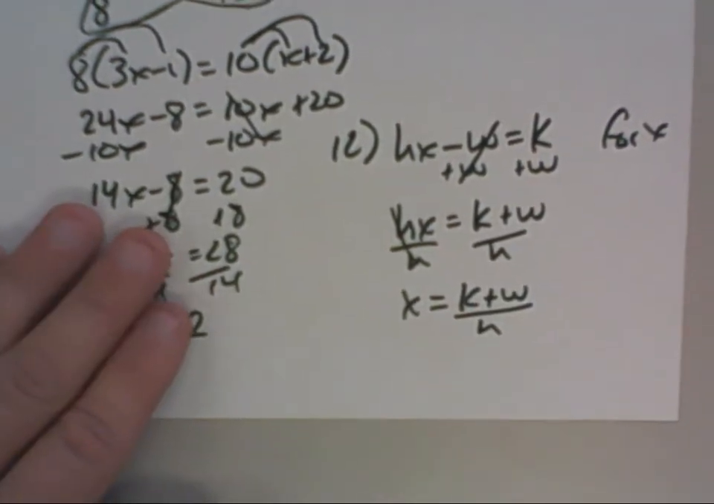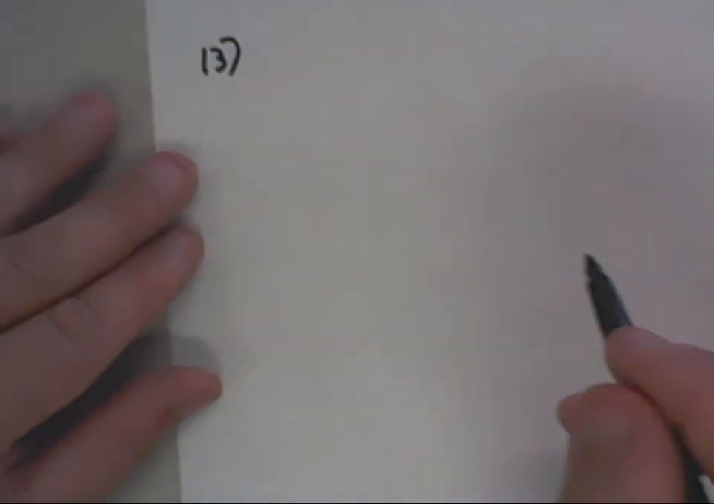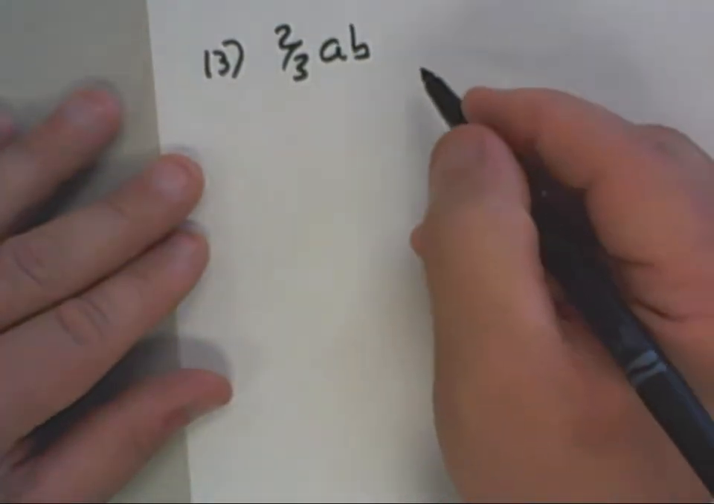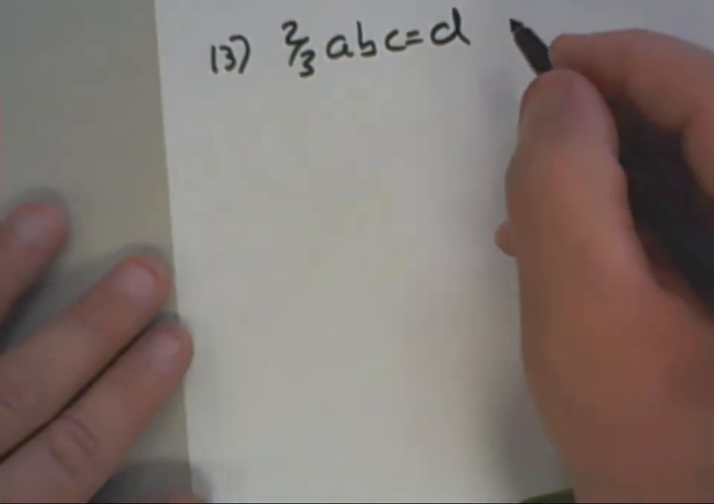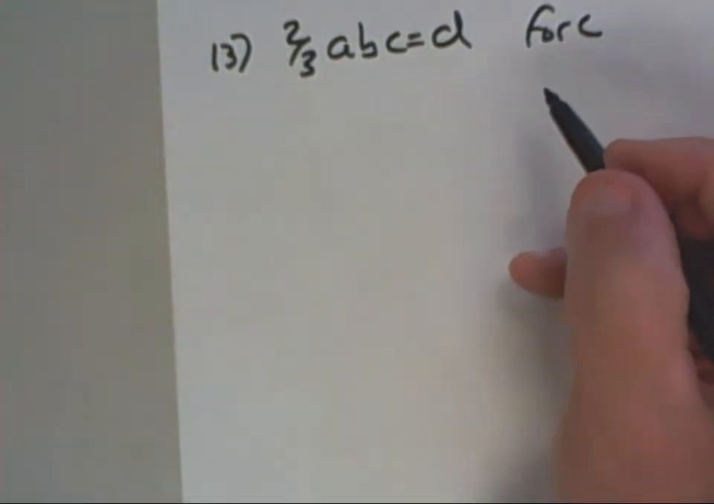And that is number 12. If we take a look at number 13, same kind of question, 2/3 a times b times c equals d. And we want to solve this equation for c, which means we want to get c by itself.